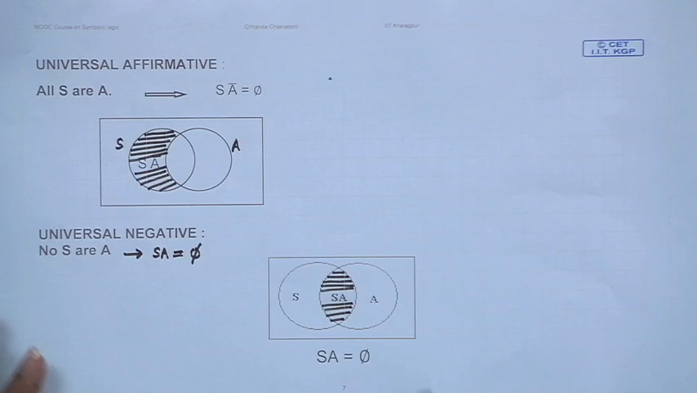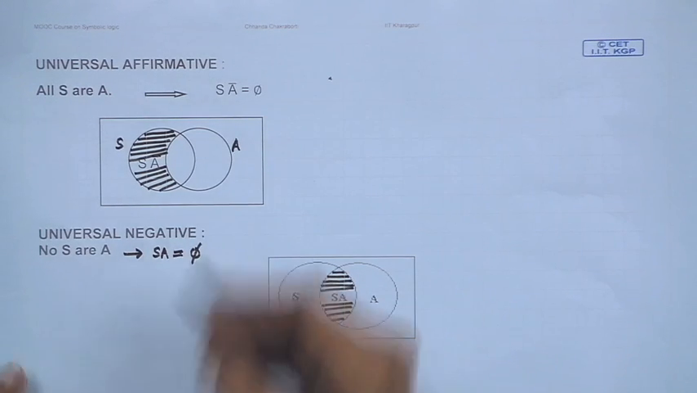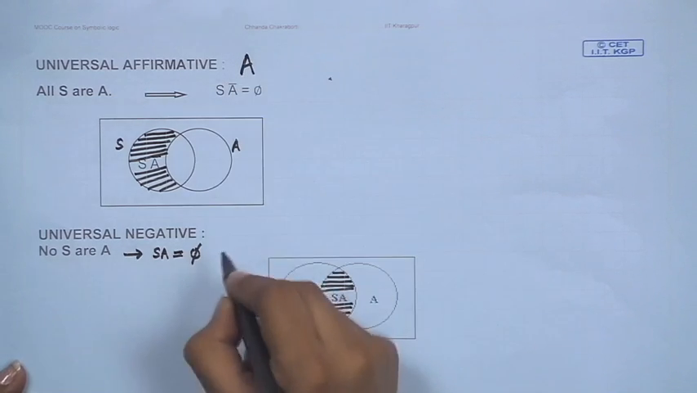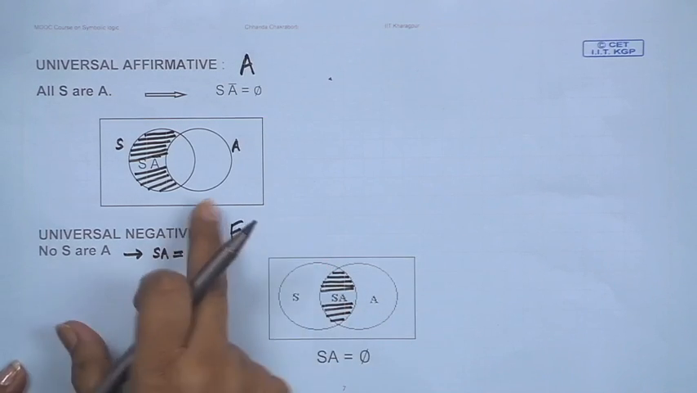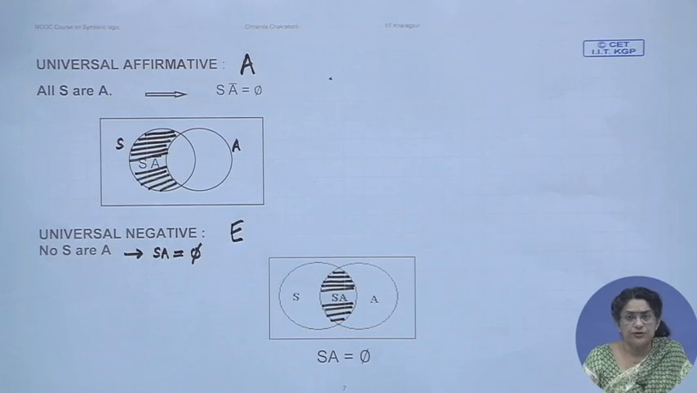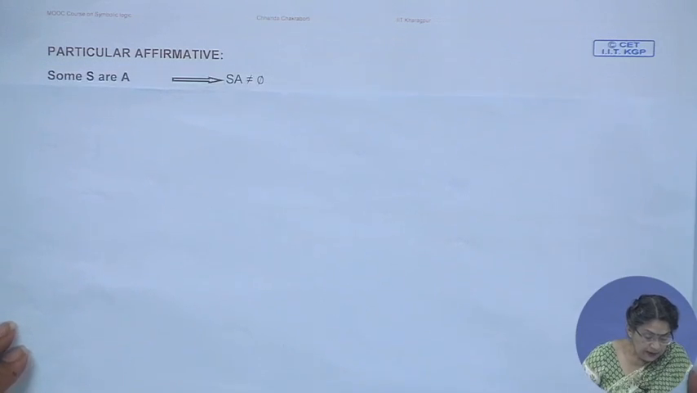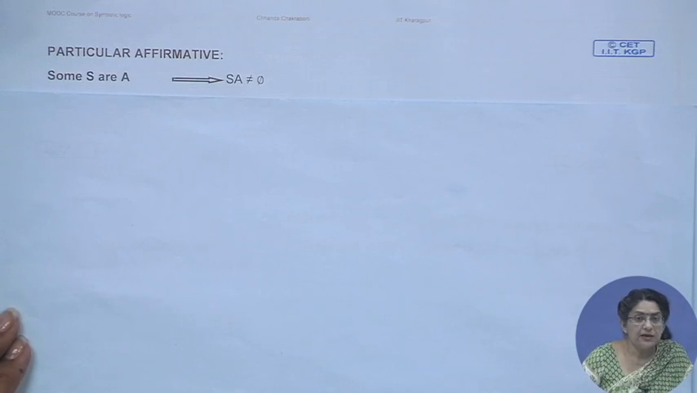So, one last look at the universal affirmative and universal negative. This is your A, this is your E, and this is the Venn diagram representation of A. This is the Venn diagram representation of the E proposition. Let us take a look at the last two, the particular affirmative and particular negative. Particular affirmative says some S's are A.